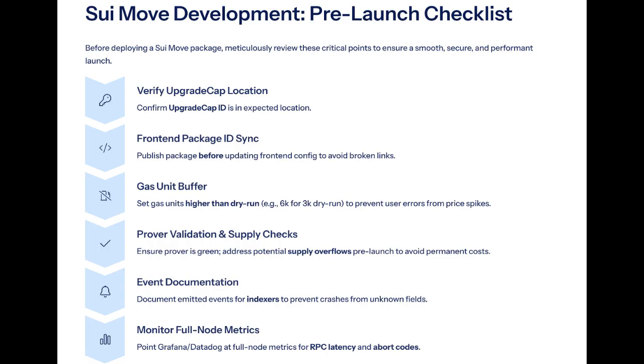Gas. Your dry run said 3K units, but price can spike. Set 6K or risk user errors. Prover green. If supply can overflow, fix now or pay forever. Emit events. Document them so indexers don't crash on unknown fields. Finally, point Grafana or Datadog at full node metrics. Bad RPC latency or rising abort codes are smoke before the fire.